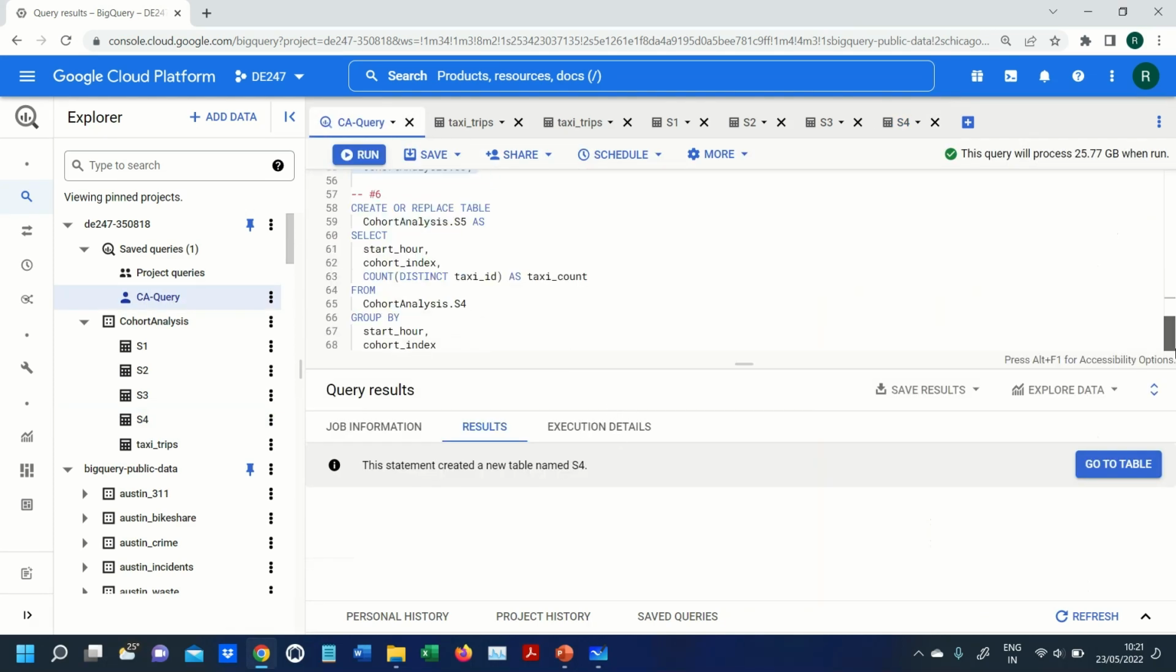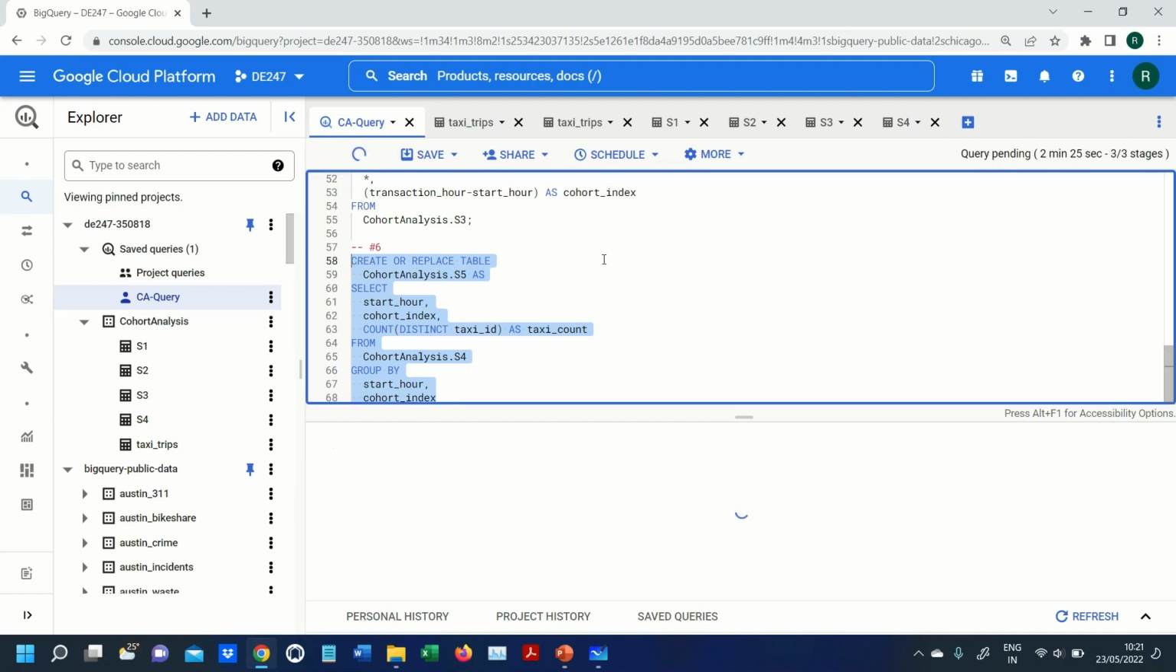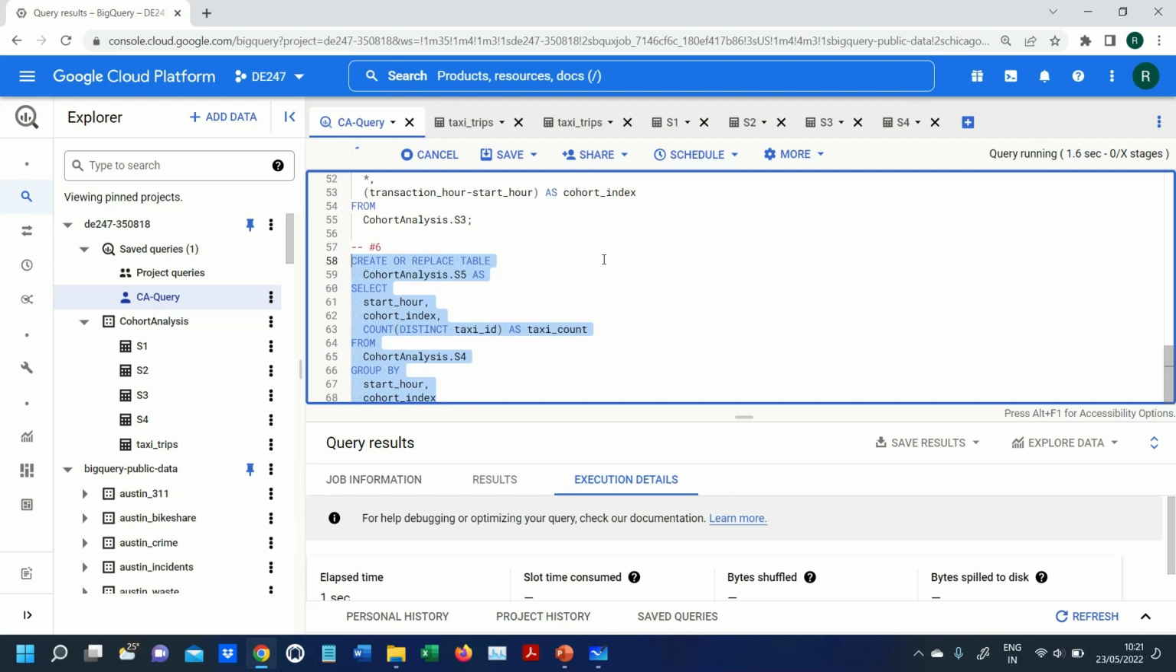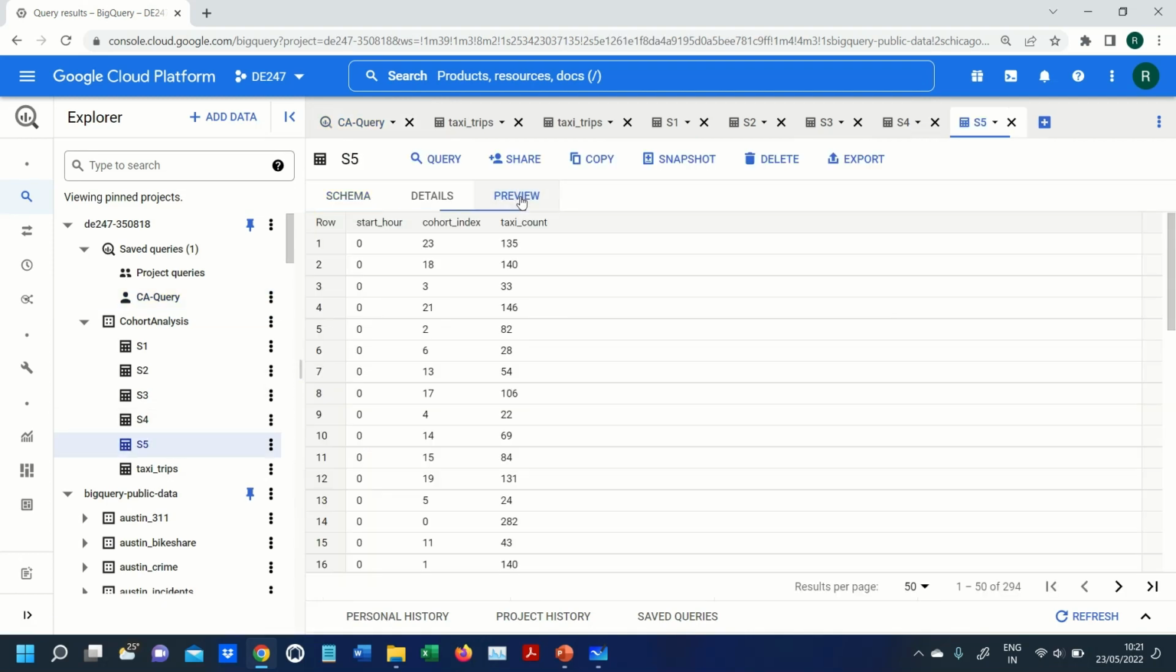Okay, this is my query for that. I think this is the last query we had. Control E. When I do that, I get one more table here, which comprises only 3 columns. So what is a start hour? For this start hour and this cohort index, there are 135 taxis which started.